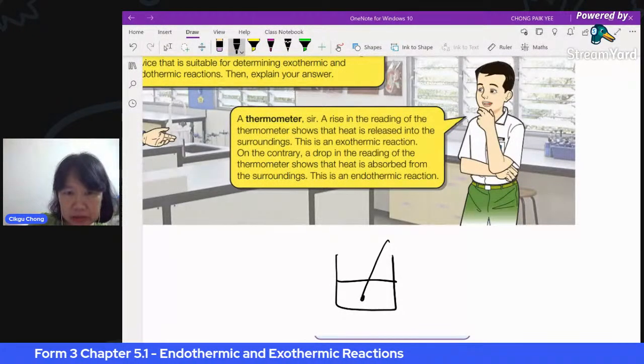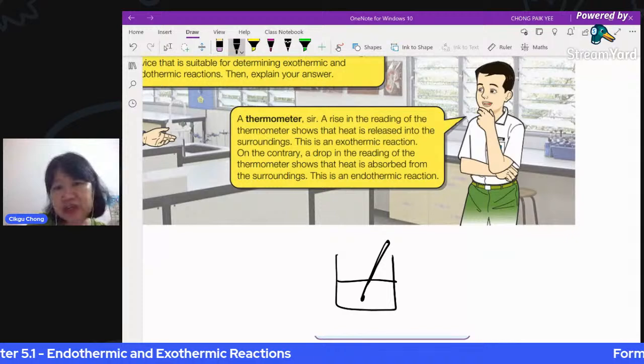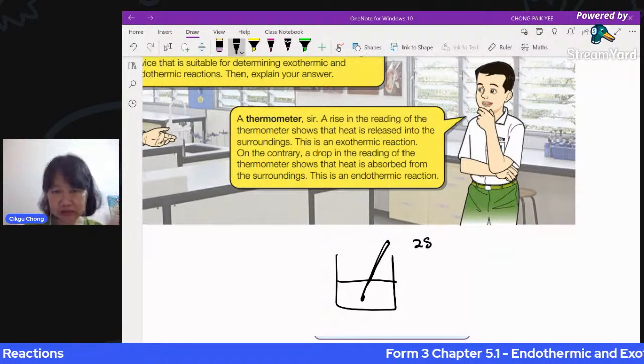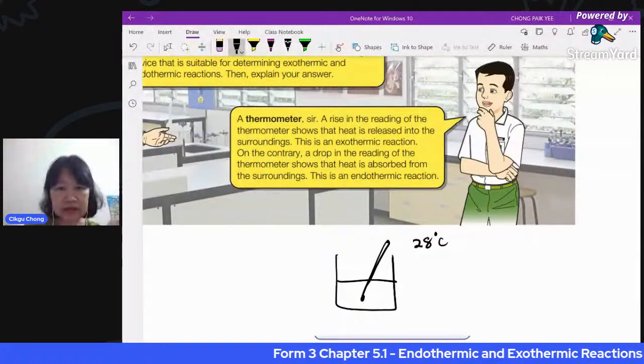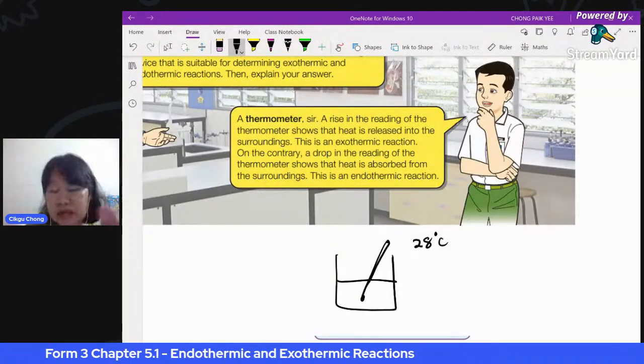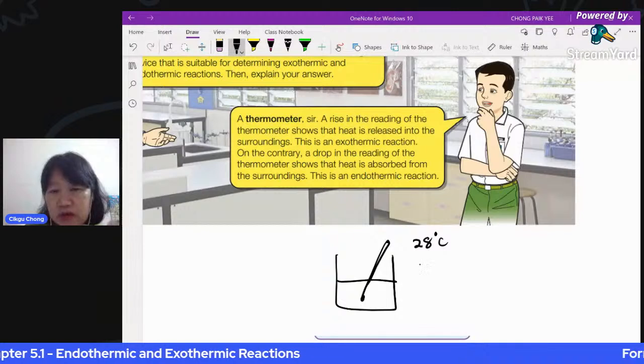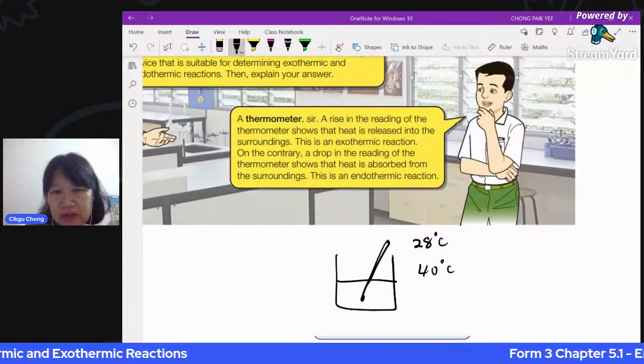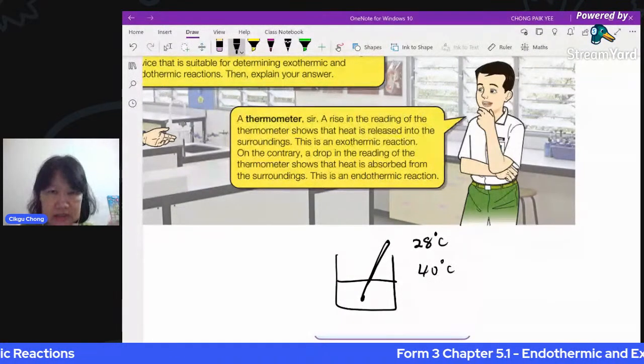You put a thermometer there. Let's say initially the reading is 28 degrees Celsius, okay? And then after that, when you add in together, you mix it up, and the chemical and the temperature rises to 40 degrees Celsius. That means it is producing heat, okay?